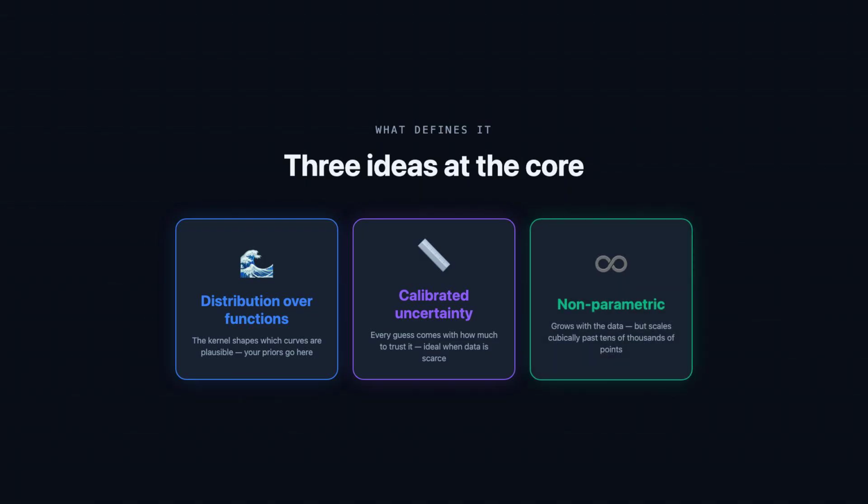Third, it is what we call non-parametric, meaning it grows with your data rather than fixing a set number of weights in advance. That flexibility is wonderful, but there's a catch. The cost scales cubically with the number of points, so classic versions struggle once you pass tens of thousands of observations.